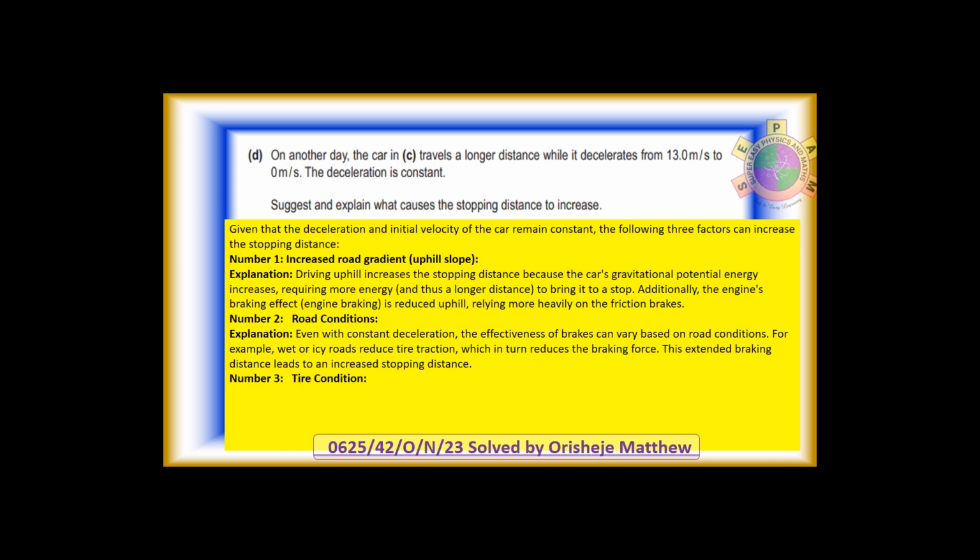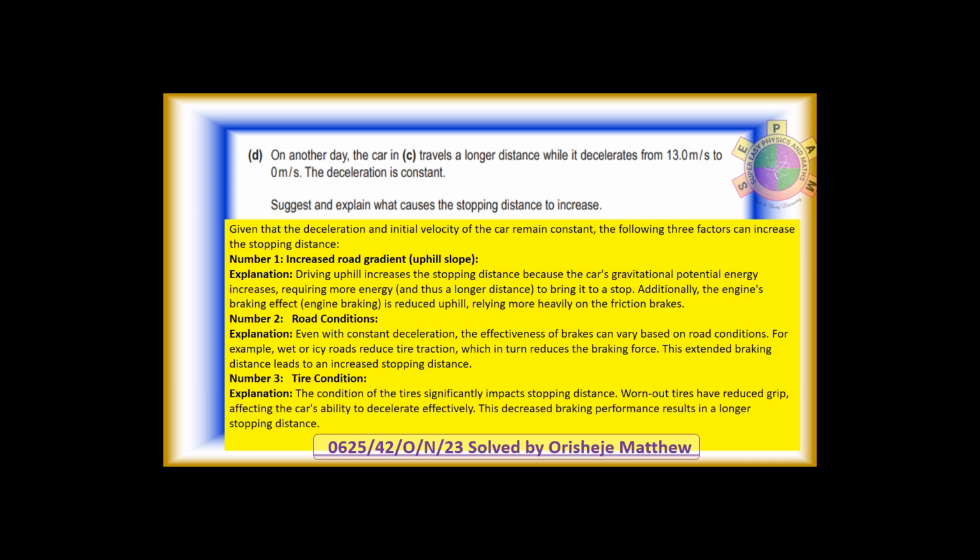Number 3, tire condition. Explanation: the condition of the tires significantly impacts stopping distance. Worn-out tires have reduced grip, affecting the car's ability to decelerate effectively. This decreased braking performance results in a longer stopping distance. The total marks for question 1 is 13 marks.